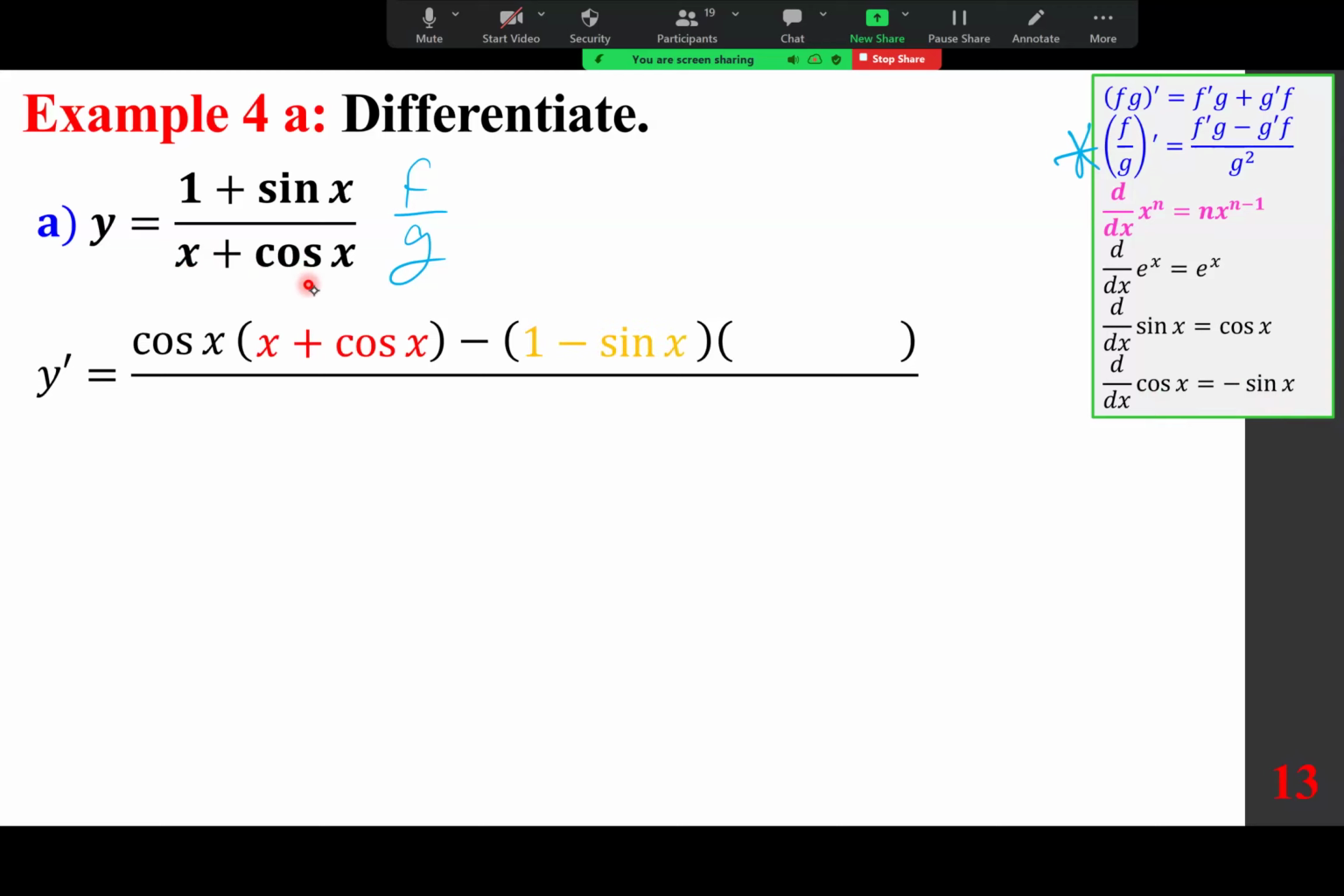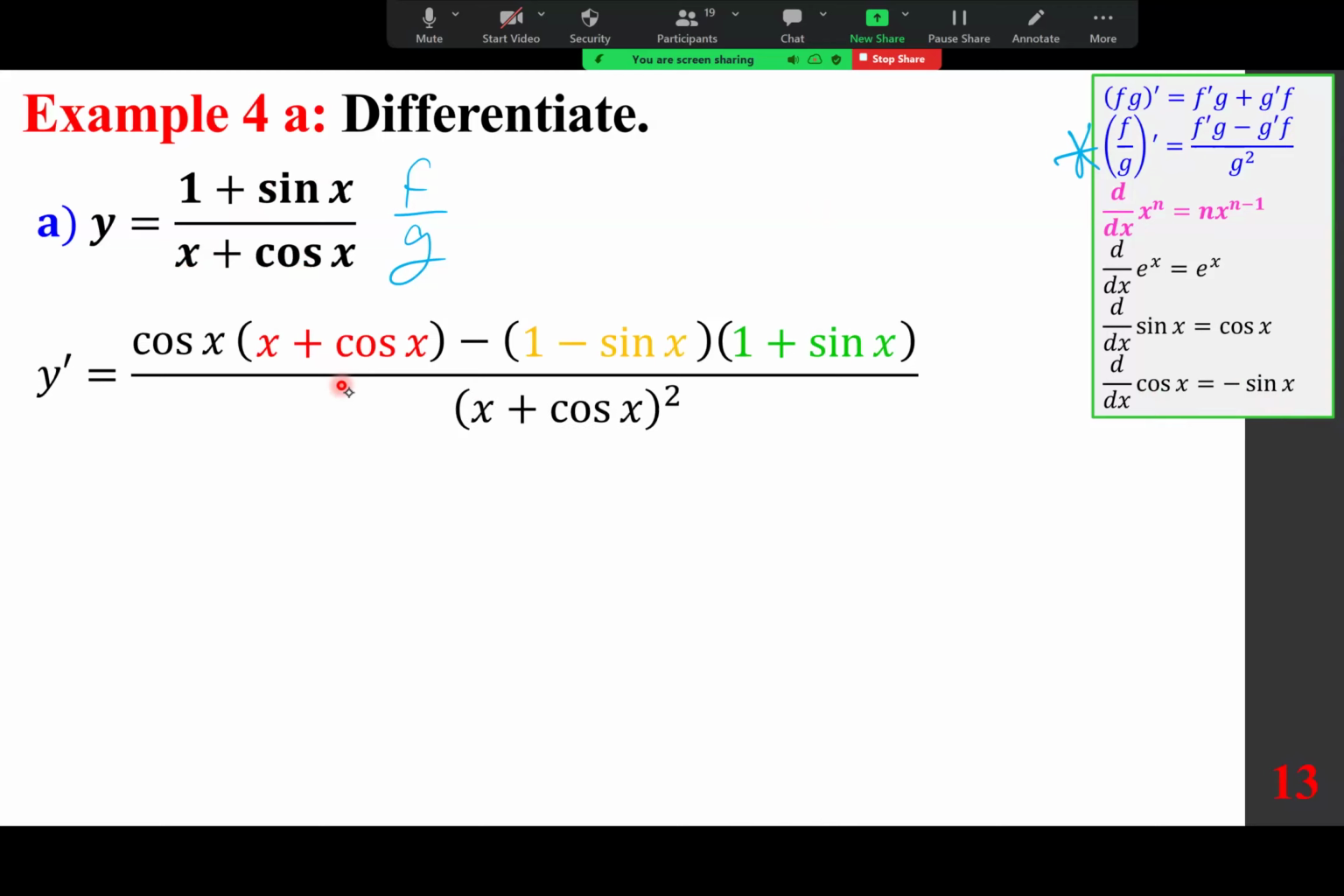And then times f, 1 plus sine x. And the denominator is g, the same thing, x plus cosine x squared.